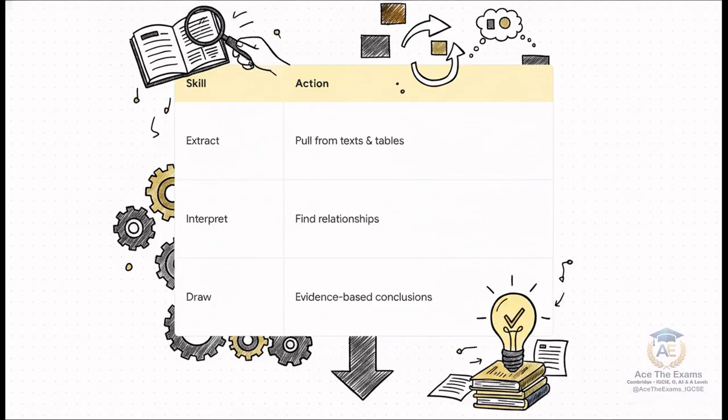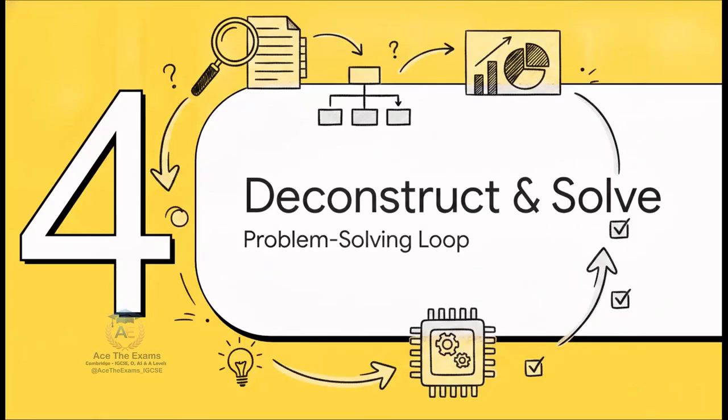If your conclusion isn't directly backed up by the specific data you just extracted and interpreted, the examiner is going to cross it out with red ink. Everything must be connected. Let's move right into Section 4. Deconstruct, solve, evaluate. This is the ultimate problem-solving loop that top-tier students use under pressure.